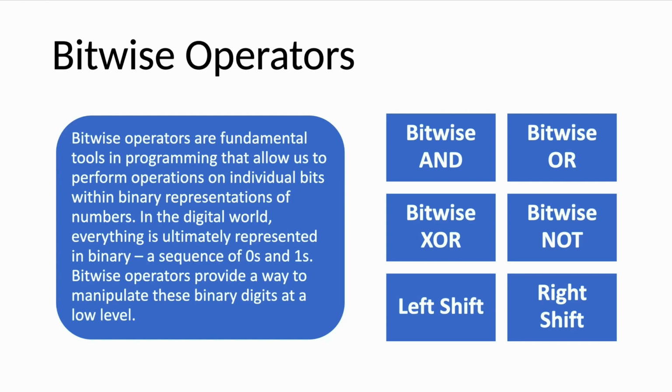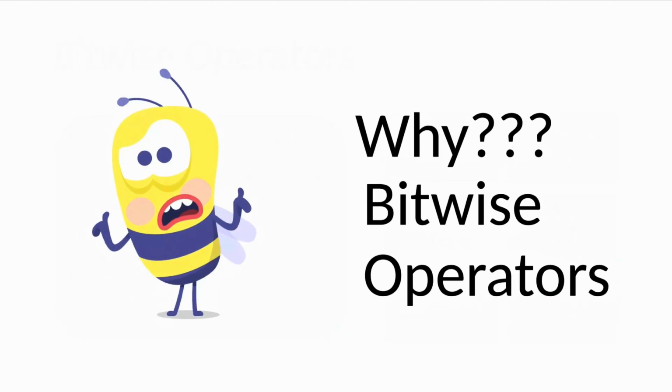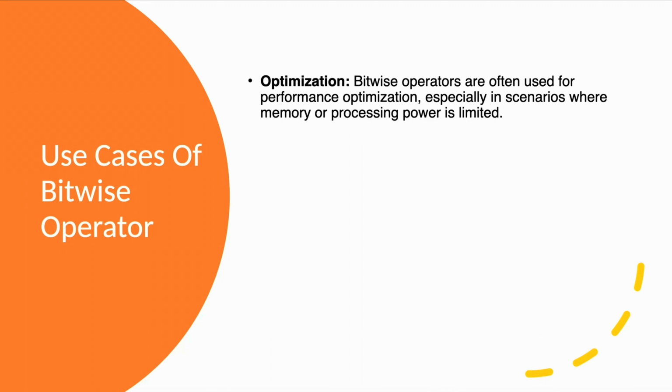In order to answer this question of why bitwise operators are required in the first place, the best way would be to see the different use cases where bitwise operators are used. So now let us have a look at the different use cases so that we are able to understand how important it is to understand bitwise operators in the first place. Let us have a look at the first use case, that is optimizations.